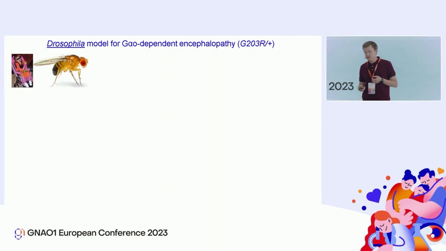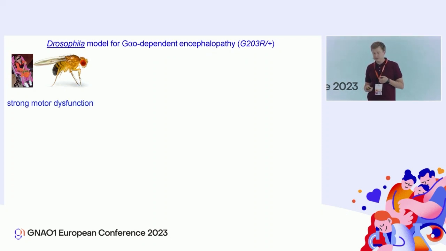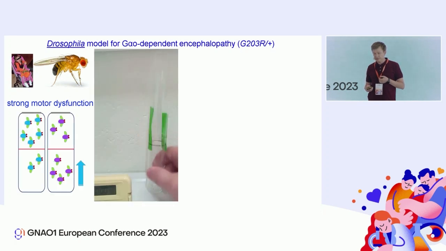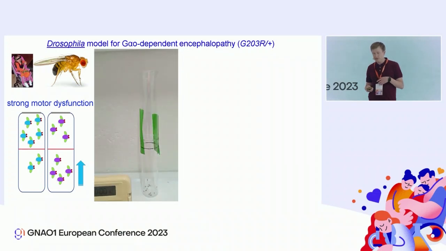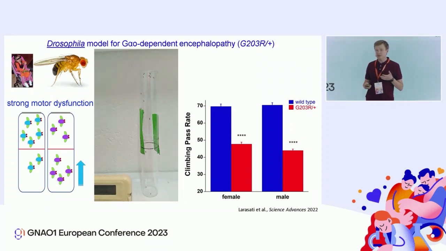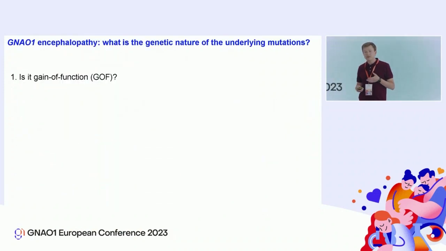And so we introduced by CRISPR-Cas the G203R mutation and a bunch of others. And one phenotype which we saw is the strong motor dysfunction. So this is the simple assay called negative geotaxis assay. So the flies have this instinct of crawling up, and you can measure the speed of that. And we see that the flies which carry one mutant allele, their movement is decreased about twofold. There is also defects in the duration of life, and there is some neurodegeneration.